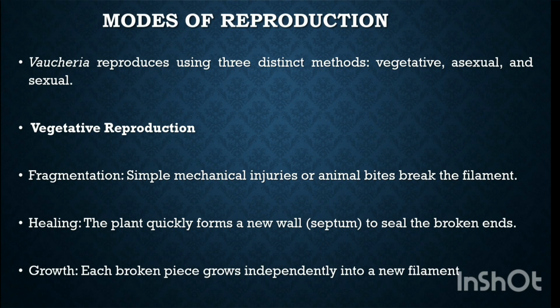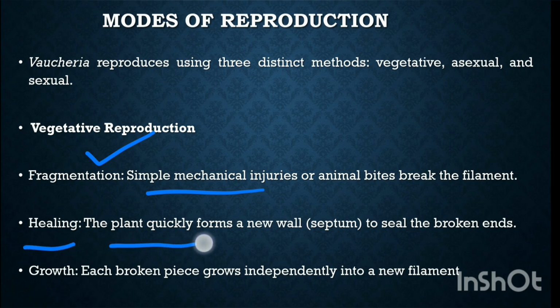Then modes of reproduction: it reproduces by vegetative means, sexual means as well as asexual means. Vegetatively, Vaucheria reproduces by fragmentation, which can occur due to mechanical injury, animal bite, or any kind of breakage due to environmental stress. So the body of Vaucheria breaks into many fragments. Each fragment further grows to form a new organism or new thallus.